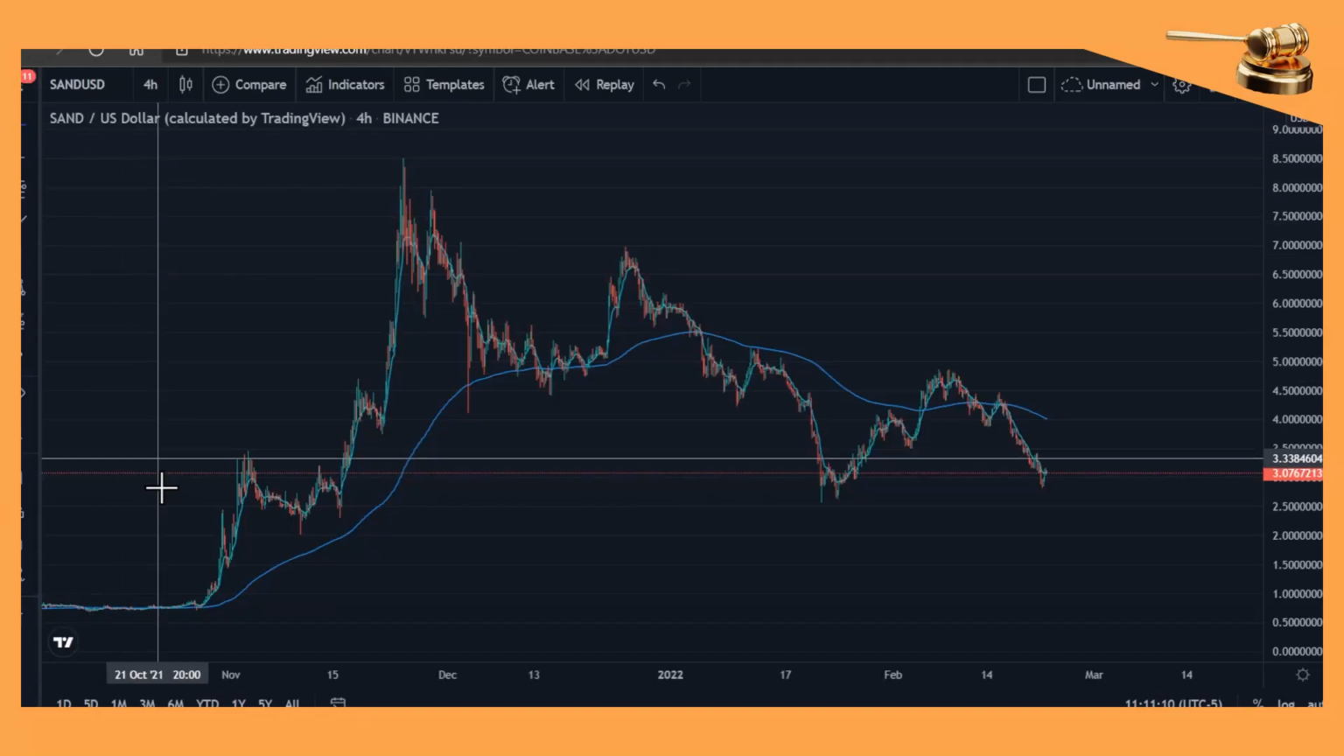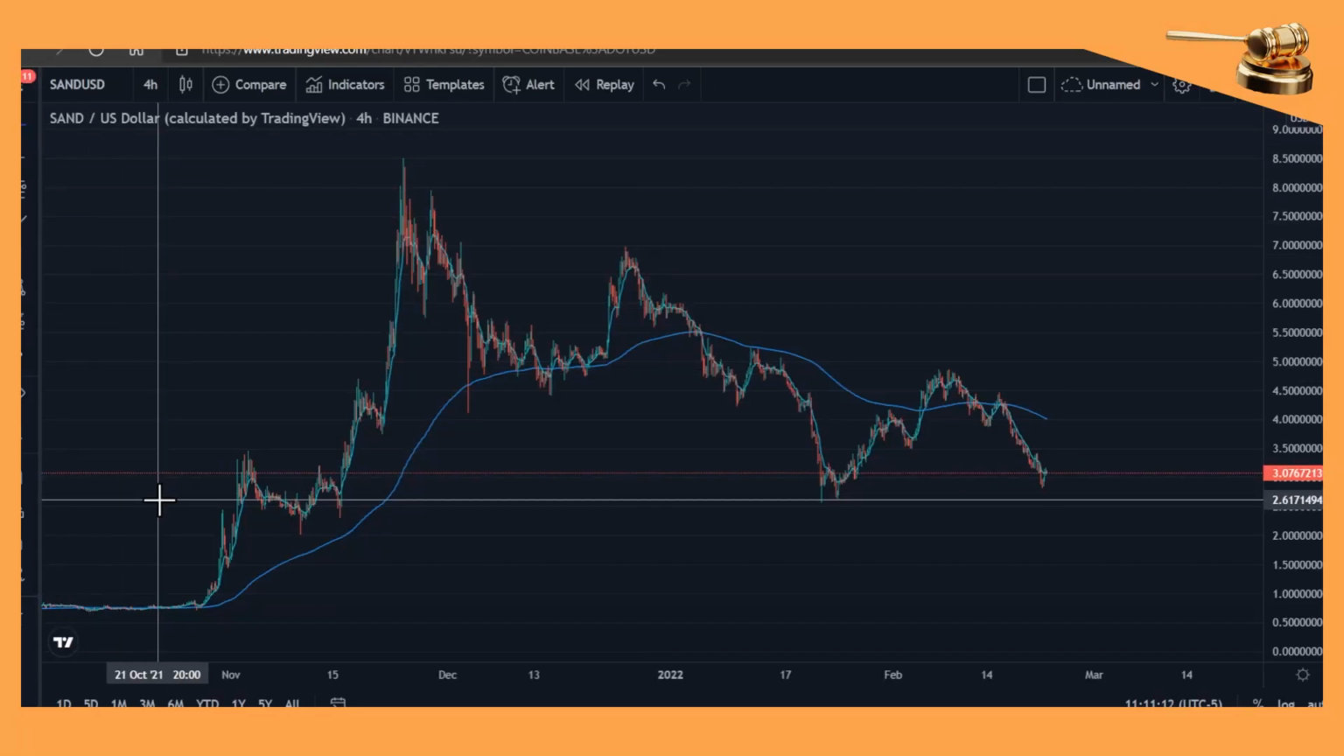Hello. Today we are going to be taking a look at SAND, also known as SANDBOX, against USD. We're going to be taking a look at the long-term chart, midterm chart, and the short-term chart.